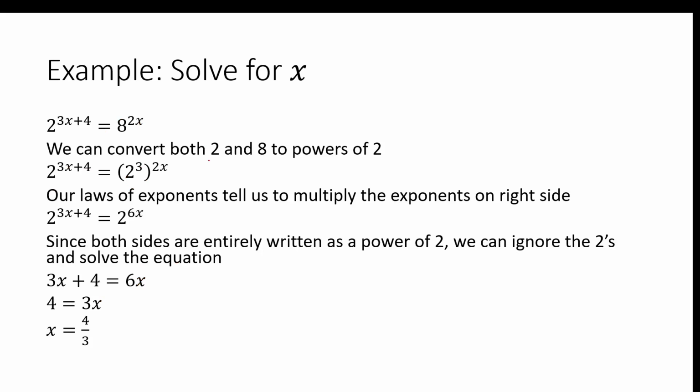Well, what if we have 2 to the 3x plus 4 equals 8 to the exponent 2x? Again, we can convert both the 2 and the 8 to powers of 2. So we have 2 to the exponent 3x plus 4. And instead of saying 8 to the 2x, we can say 2 to the 3, to the 2x. Now we can multiply those exponents and we get 2 to the 6x. And since both sides are written as a power of 2, we can ignore the 2's and solve the equation. 3x plus 4 equals 6x, meaning 4 is equal to 3x, meaning x is equal to 4 over 3.